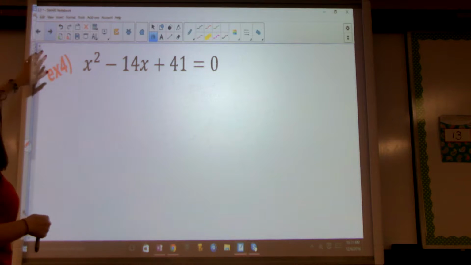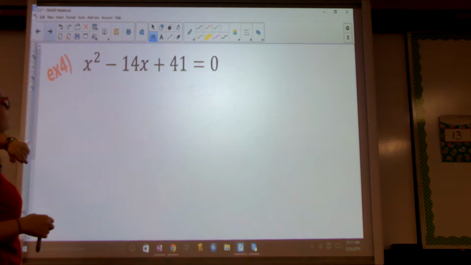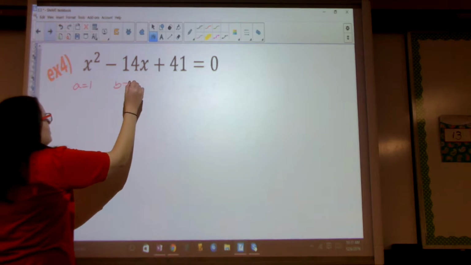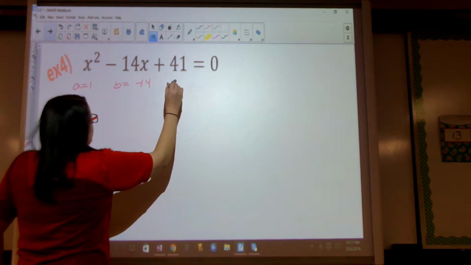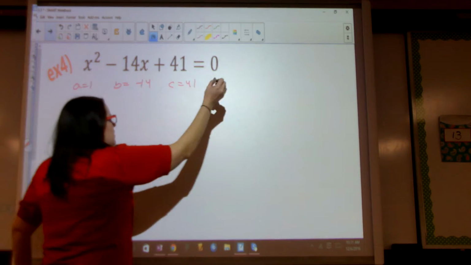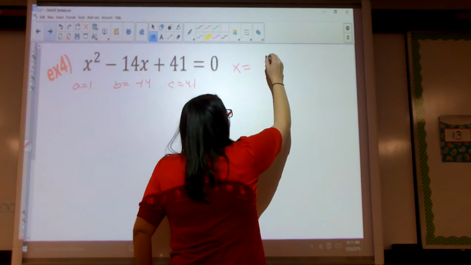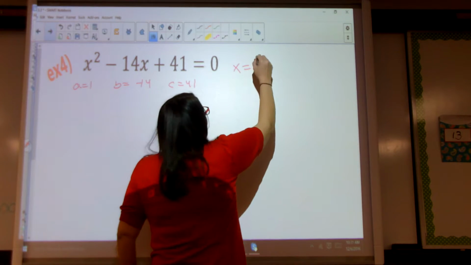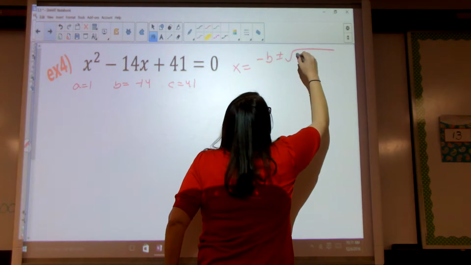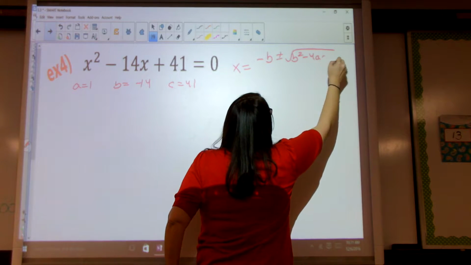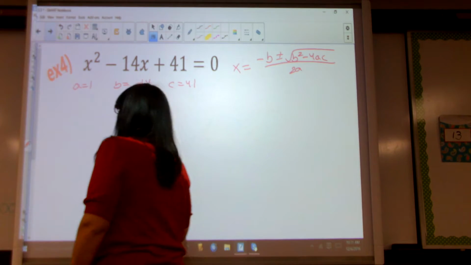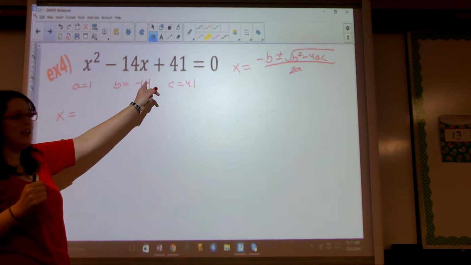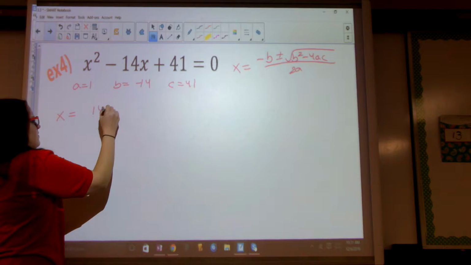Let's skip one or just do something weird? Okay. So A is 1. Boy, I have a lot of negative B's here, don't I? Negative B plus or minus square root of B squared minus 4AC all divided by 2A. Okay, so I have a negative 14, which makes it positive.